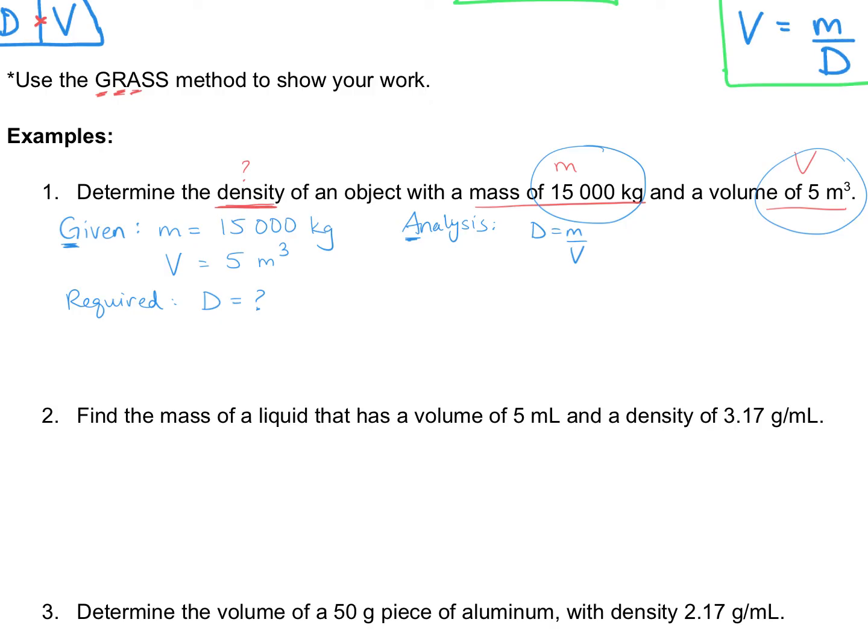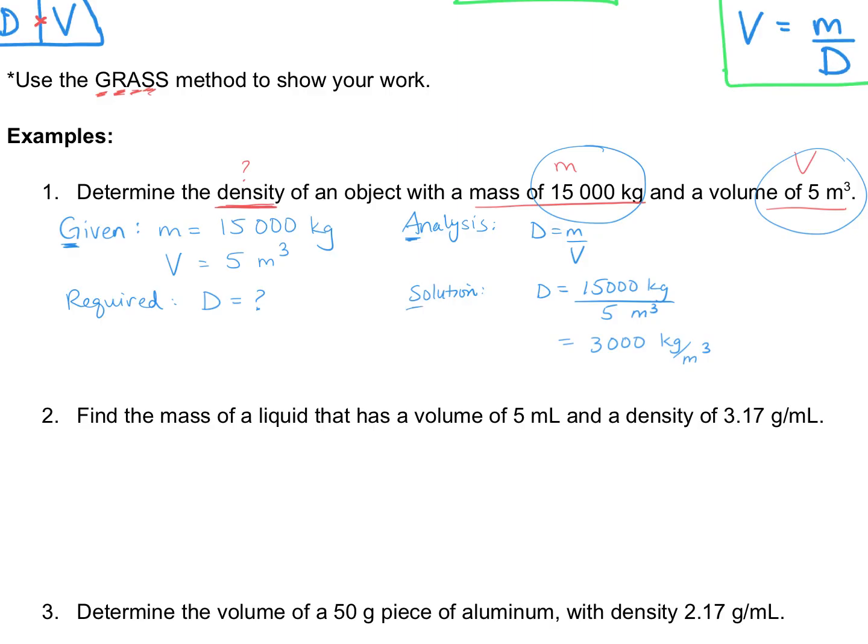And now we continue with the solution here. So the solution involves the substitution. D equals, now I plug in that mass, 15,000 kilograms, and the volume in the denominator of 5 meters cubed. And then pull out your calculator. 15,000 divided by 5 turns out to be 3,000, and I write the unit kilograms per meter cubed.